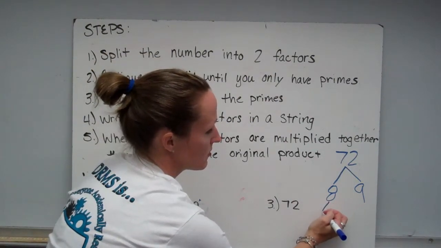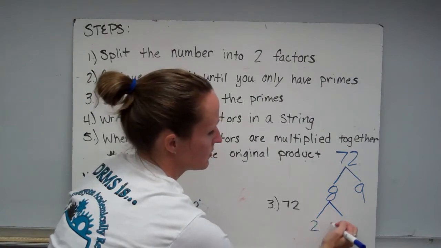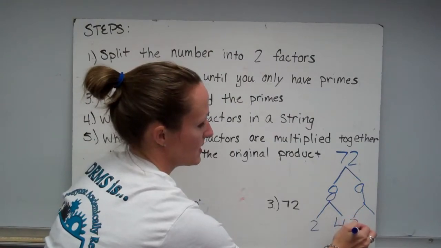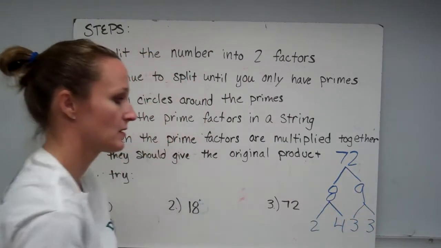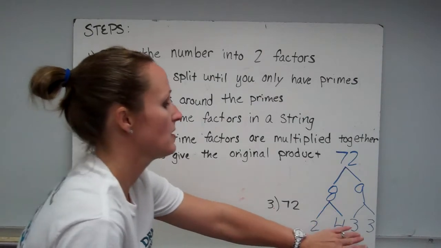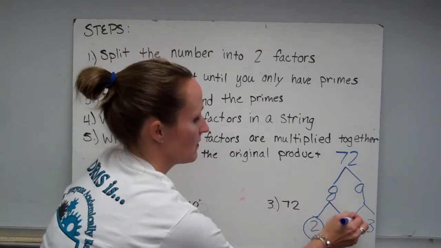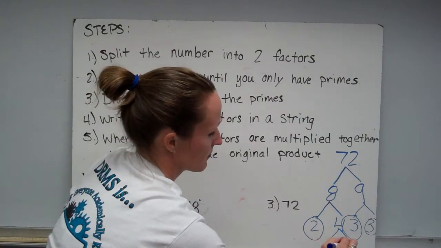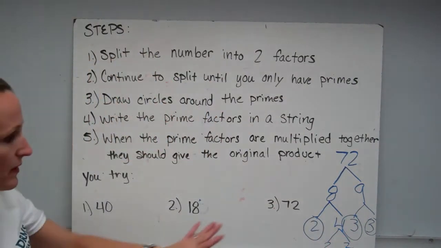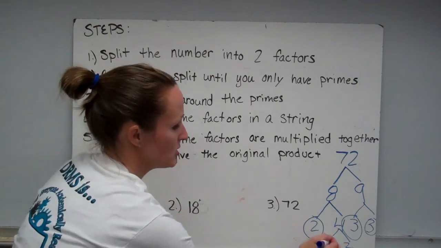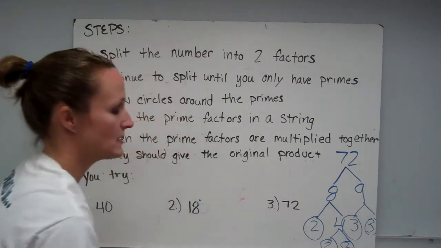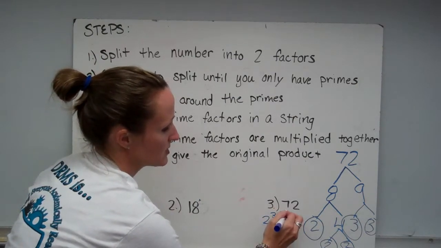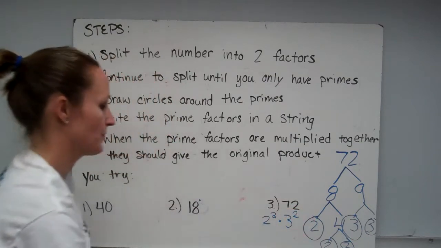From here, we can break down 8 into 2 and 4. Break down 9 into 3 and 3. 2 is prime, the 3's are prime, 4 is not, so we would break it down even further. So in the case of 72, you're going to have 3 2's and 2 3's, and we would write that as 2 cubed times 3 squared.